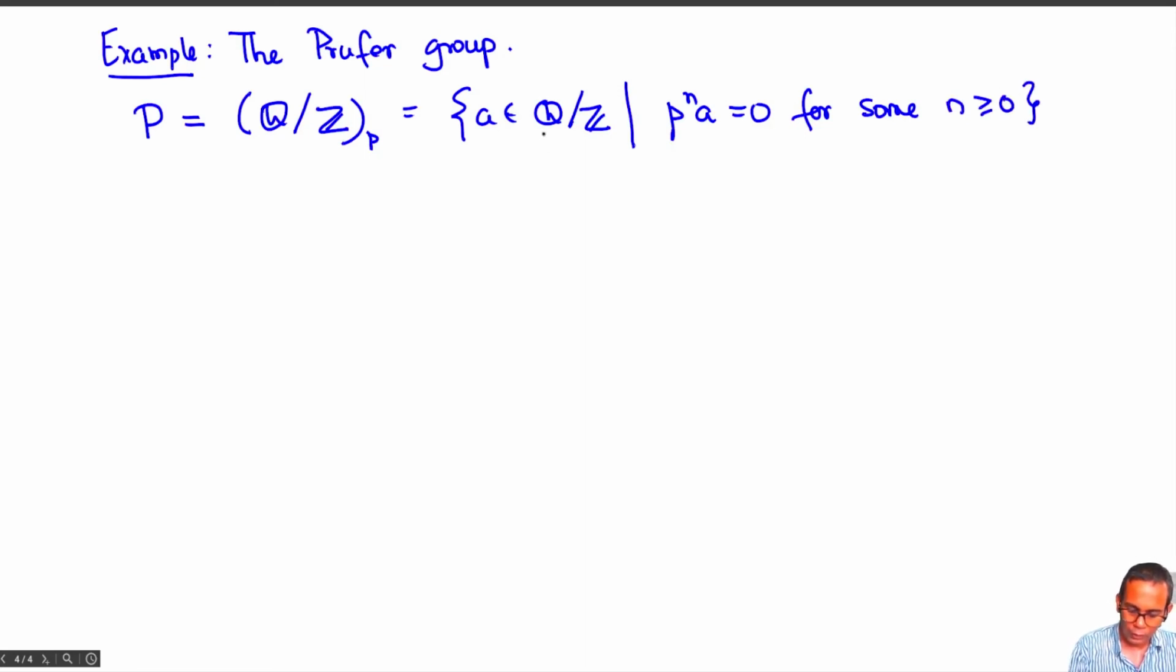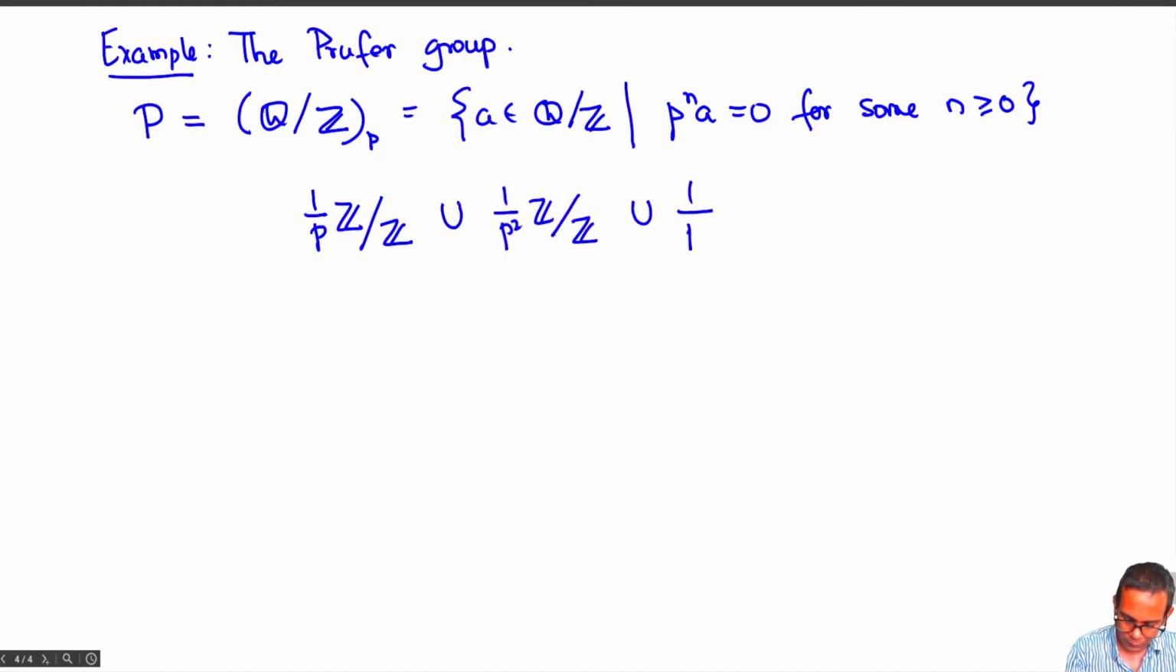Now, if you ask what are the elements of Q mod Z that are killed by P, then that's 1 over P Z mod Z. What are the elements that are killed by P squared? That is 1 over P squared Z mod Z. What are the elements that are killed by P cubed? That's 1 over P cubed Z mod Z. So, of course, this is an increasing chain: 1 over P Z is contained in 1 over P squared Z, which is contained in 1 over P cubed Z, and so on.